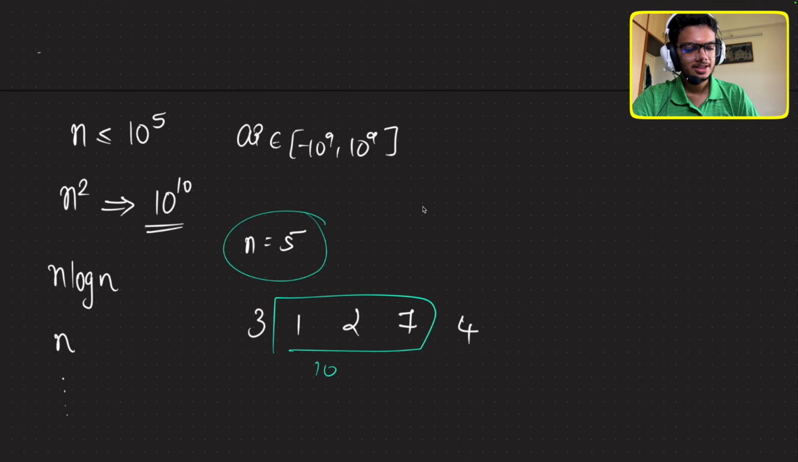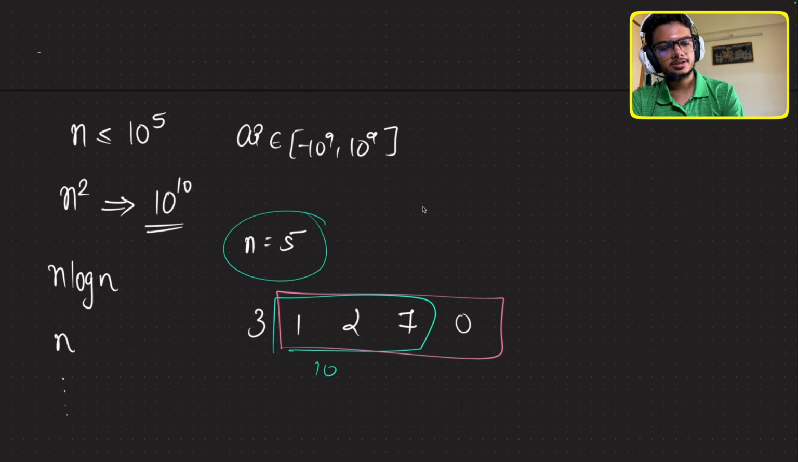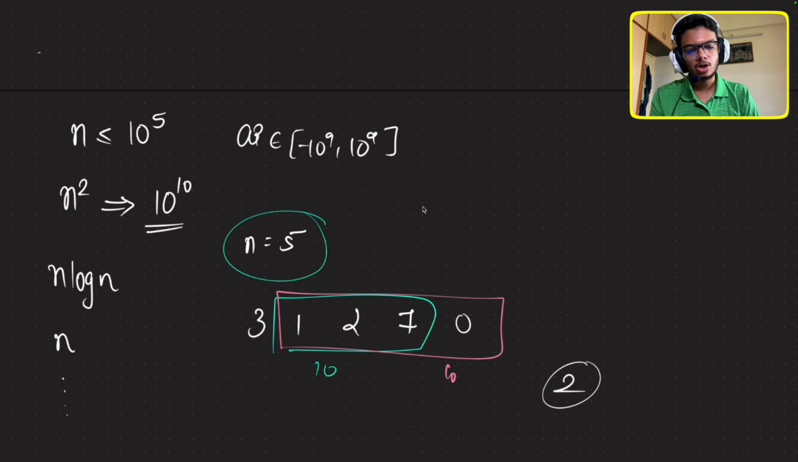Okay, is there any other subarray? No, there is no other subarray. But for example, let's say this was 0, then there would have been one more subarray, right? So this subarray. In this case, this is also a sum of 10. So if this is the array that is given to you, you have to output 2. You don't have to return me those subarrays. You just tell me how many subarrays there are whose sum is divisible by n. Okay, so I guess the question is clear.